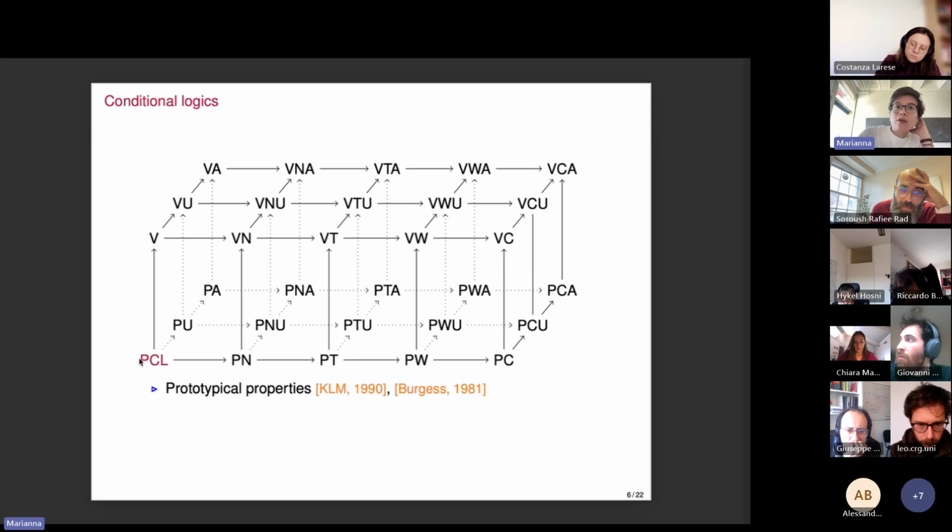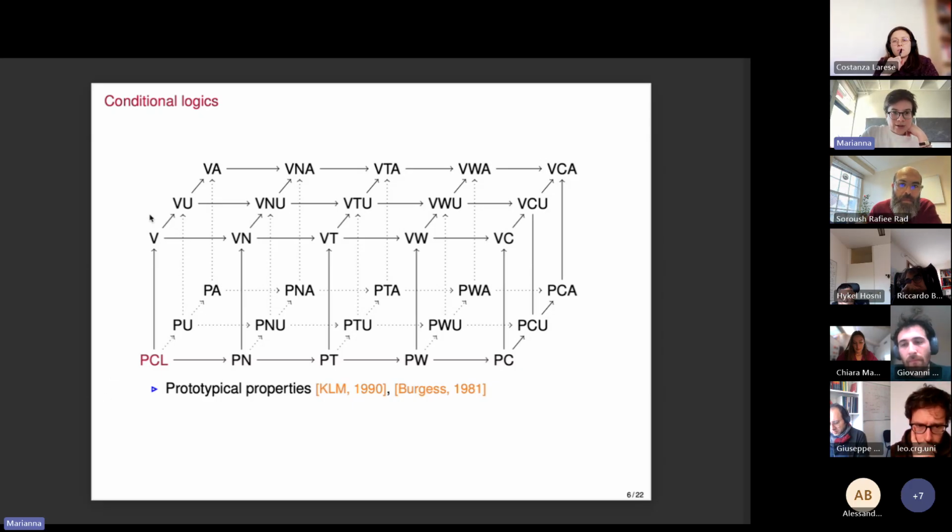This is the logic you would use if you want to express prototypical properties or the non-monotonic sentences that I was describing before. Specifically, if you're familiar with the KLM framework, validities in this language correspond to validities in PCL, where in the KLM logic you don't consider nested conditionals, while in PCL you can. So this KLM framework is a fragment of PCL. Then you have that arrows correspond to adding an axiom or adding a frame condition to the class of models that I will introduce in a second.